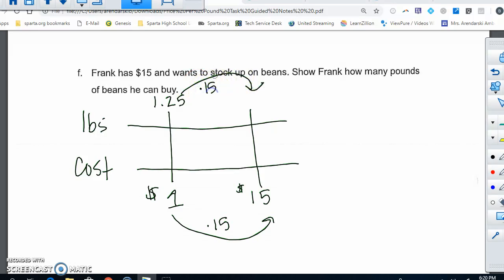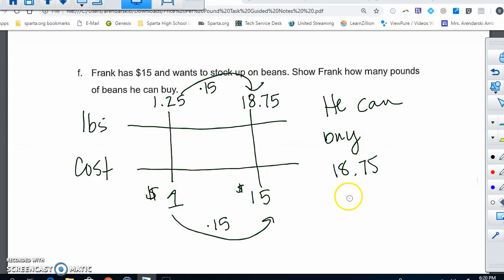Times 15. Using our calculators, we get 18.75. So we answer he can buy 18.75 pounds of beans. Okay, hopefully you got both answers right, and now we're ready to move on.